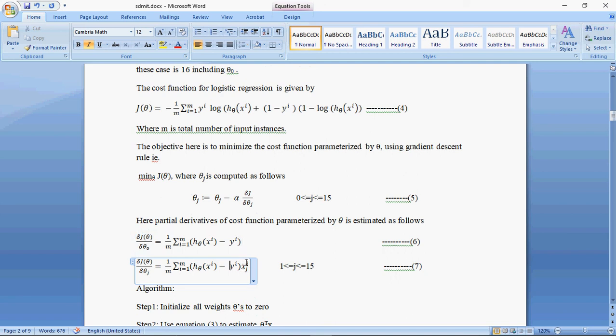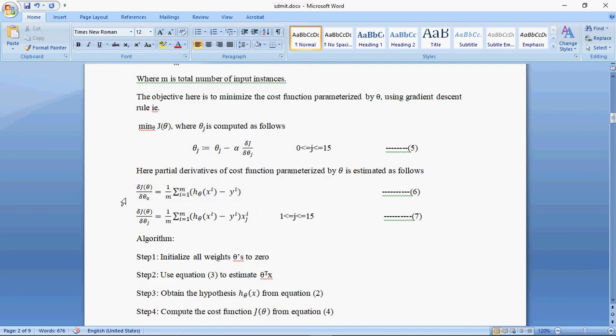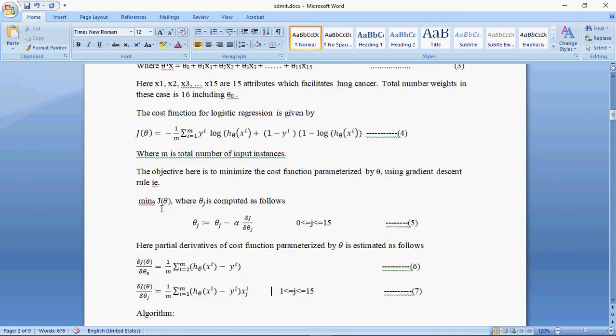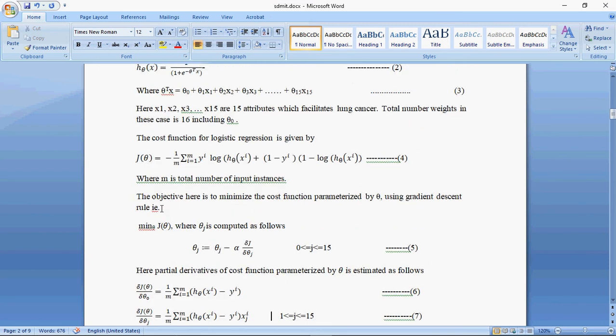So x2 features, probably how many features do you have? 15 features. So x2 features are multiplied with the error which you measure between the predicted and the expected answer. So hope this makes sense. Just remember the formulas which you will be using here for the lung cancer classification problem.